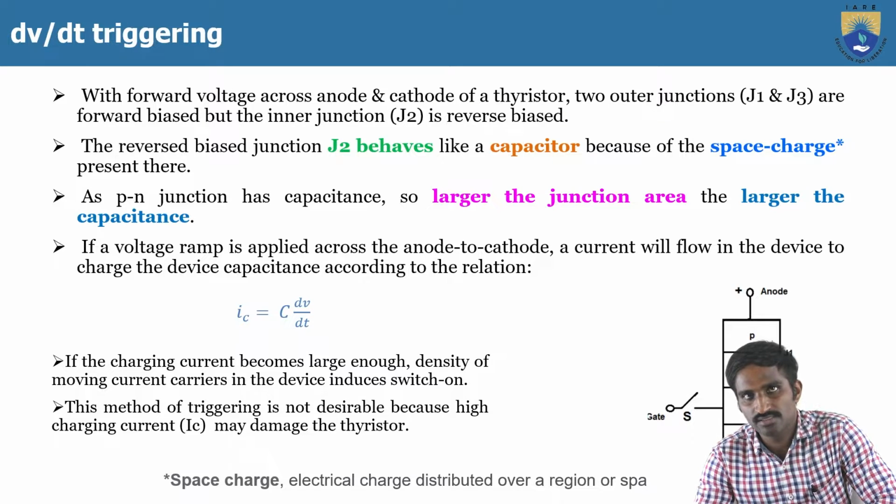But this type of dV by dt triggering is not desirable because the high charging current may damage the thyristor. That's why this is not the method that we can use to turn on the thyristor. The triggering is nothing but to turn on the thyristor.